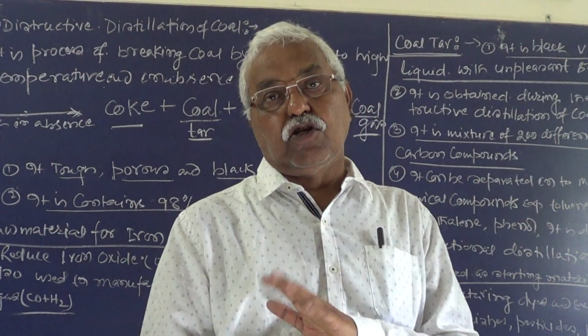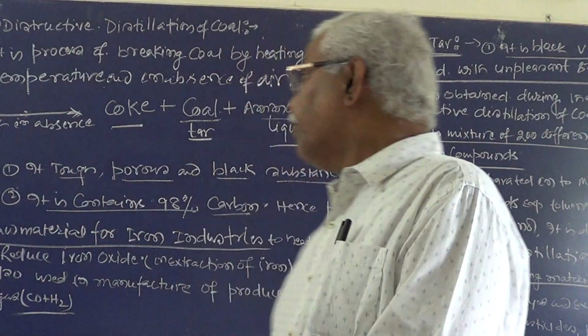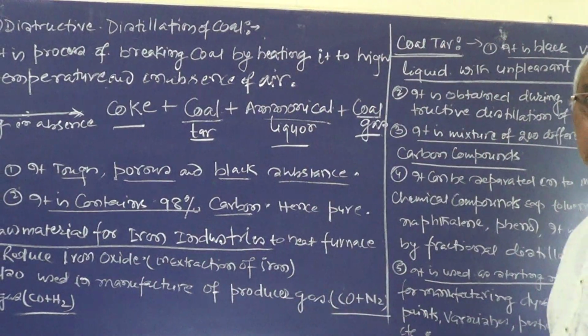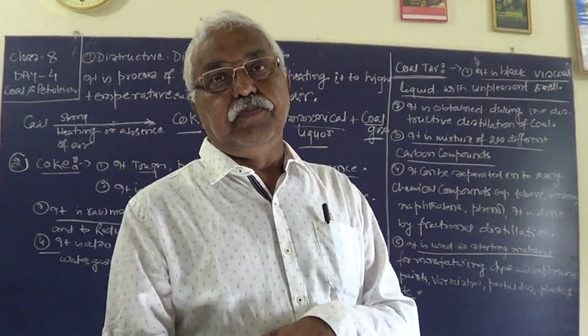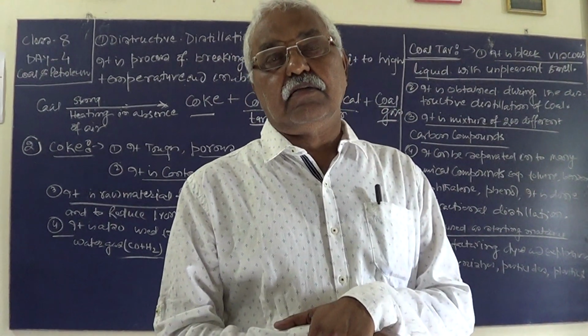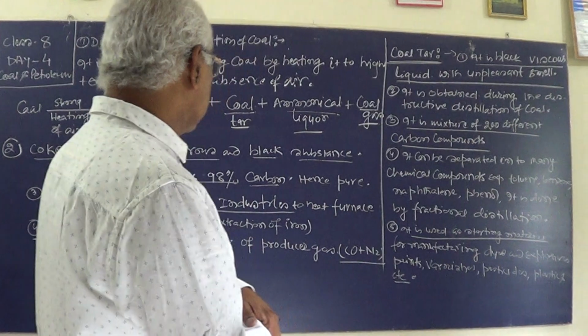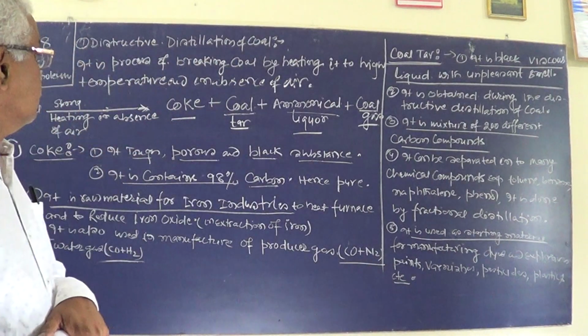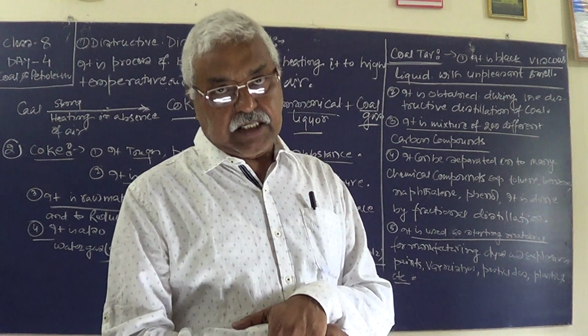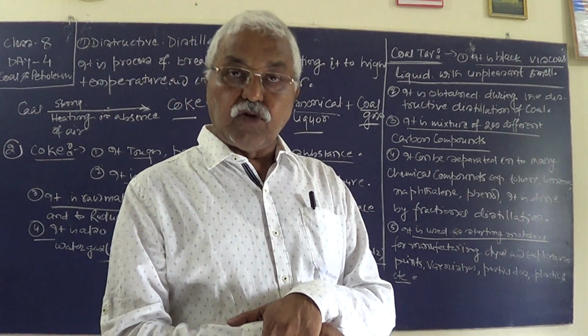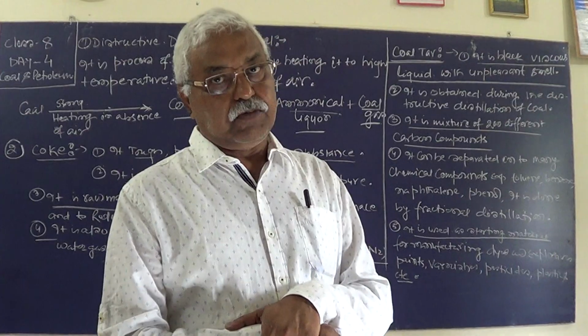So children, today I have taught you only up to coke and coal tar. In the coming class, we will explain what coal gas, producer gas and ammoniacal liquor are. All these parts we will discuss. Okay? So let's watch the next video. Thank you.